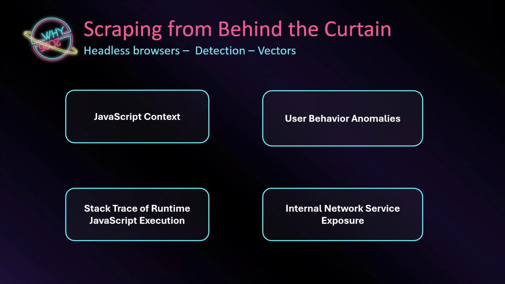So here are our 4 detection vectors. We have the JavaScript context, the user behavior anomalies based on user input, the stack trace, which allows us to retrieve the call stack of hooked functions, as previously explained with Tampermonkey. And finally, we have the internal network services exposure.